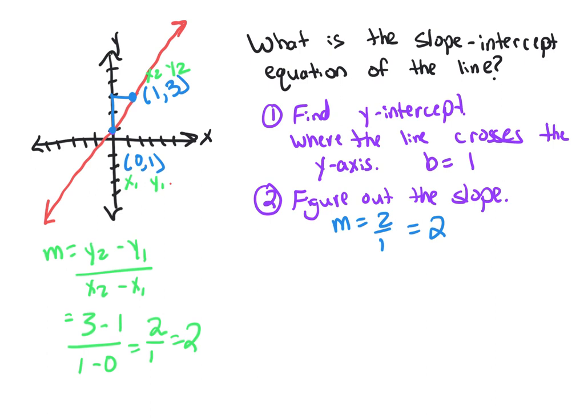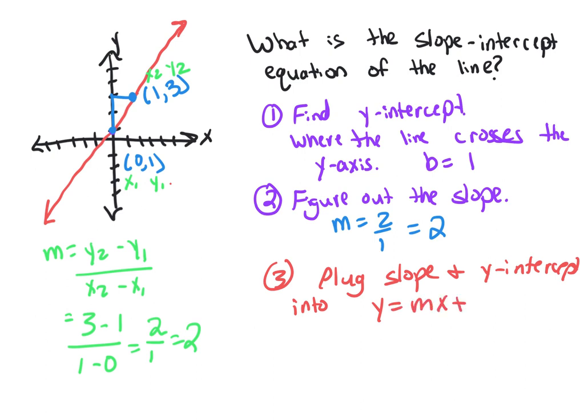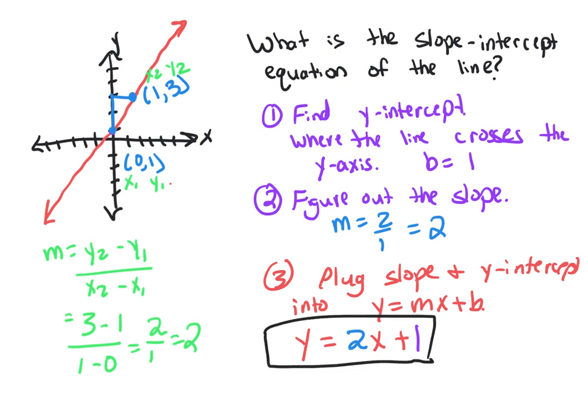So we figured out our y-intercept. We figured out our slope. Our last step: we want to plug our slope and our y-intercept into y equals mx plus b. So y stays the same, equals stays the same. The m, that is our slope, which in our case is 2. Keep the x with it, plus our b. It crosses at 1, so our b is 1. So y equals 2x plus 1 is the equation of this line.